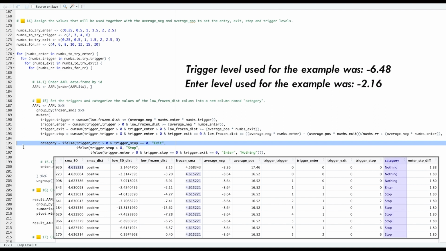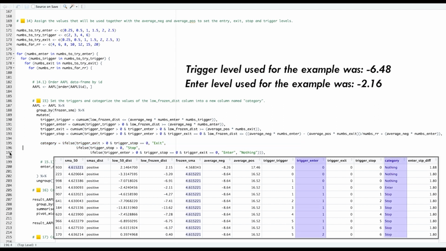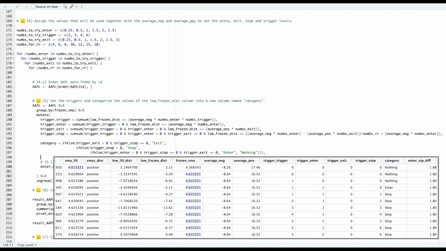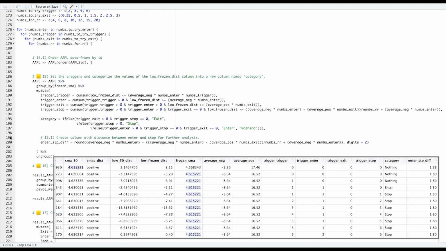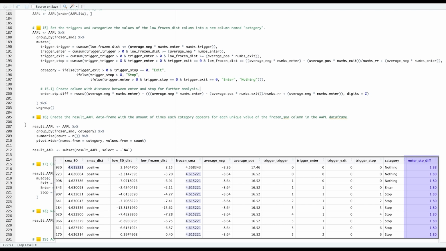In the category section, if the trigger enter cell is greater than 0, it is assigned the enter status. We also want to ensure that the exit and stop conditions were not met before the enter conditions. Otherwise, we might get a false exit or stop signal. At the end of step 15, I created a column that measures the distance between the enter and the stop, which will be essential later when selecting the most suitable combinations.